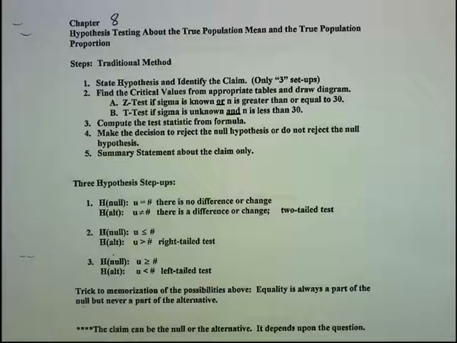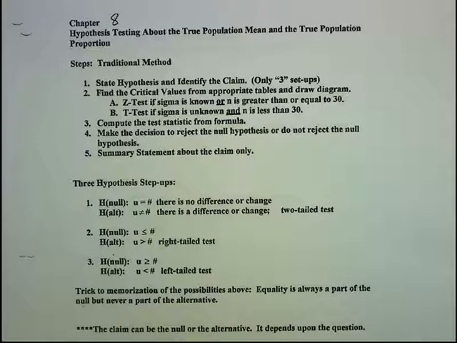The steps with the traditional method are stated here. State the hypotheses and identify the claim. Find the critical values from the appropriate tables. That would be the z-table, the t-table, or the chi-square table. For the very first type of test for the mean, either it will be a z or a t. It's a z-test if sigma is known or n is at least 30. It's a t-test if sigma is unknown and n is less than 30.